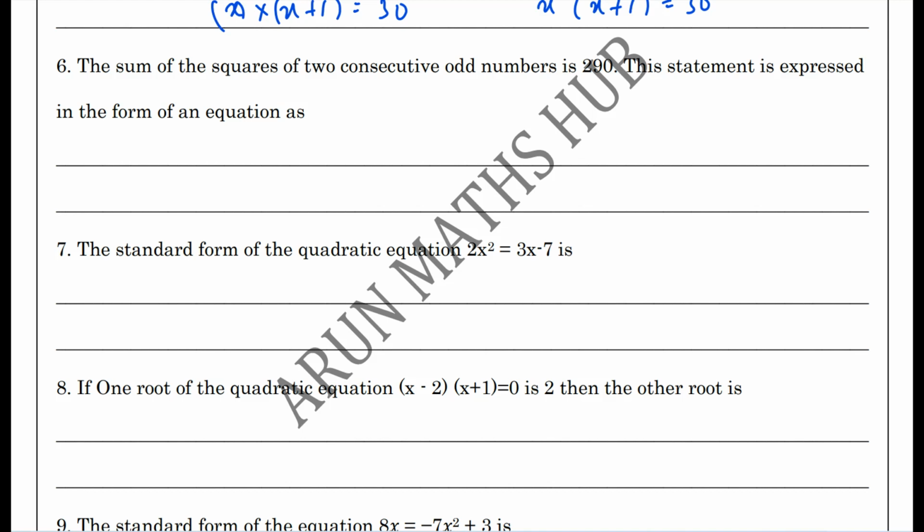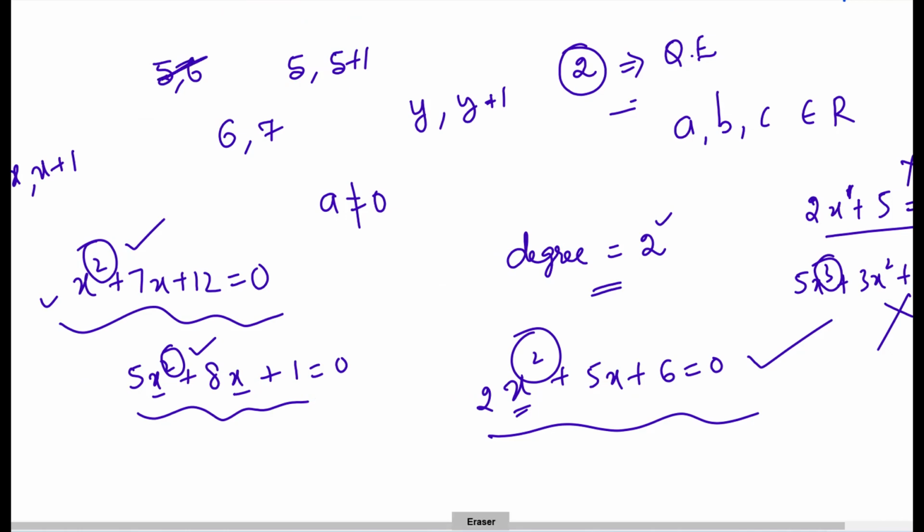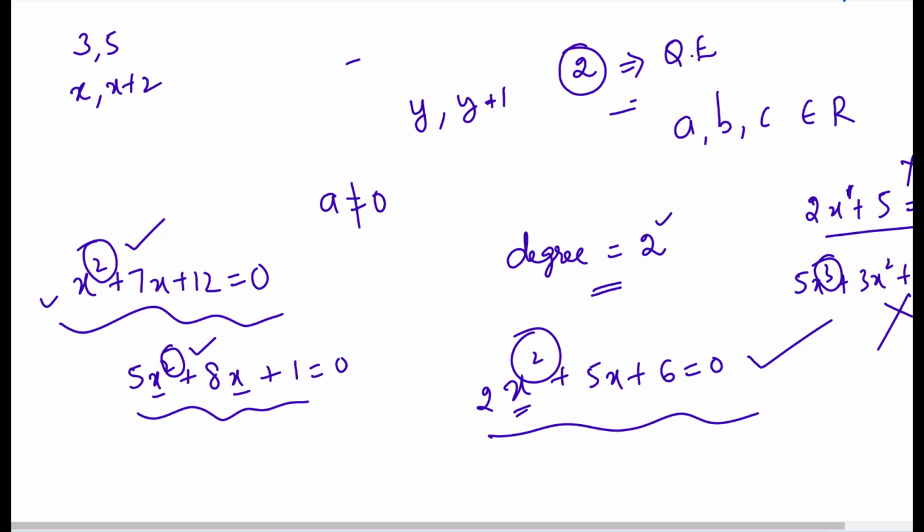See here, the sum of squares of two consecutive odd numbers is 290. You should understand. Let me write any two consecutive odd numbers, that is 3 and 5. What is the difference between these two numbers? That is 2, right? If I assume the first odd number as x, to get the next number I should add 2. For example, 5 is the first odd number. What is the next number? 5 plus 2 is 7.